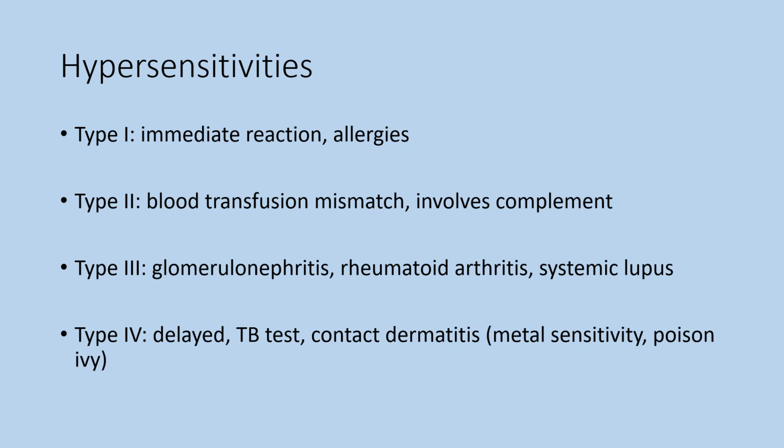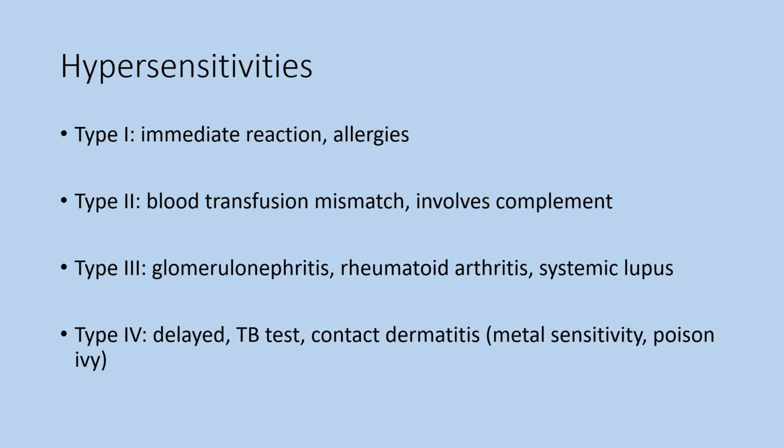Type 2 hypersensitivities are going to involve complement, where it's wanting to destroy things. An example of this is when, say, a blood transfusion is done and you've given the wrong kind. It recognizes it and starts to destroy it.